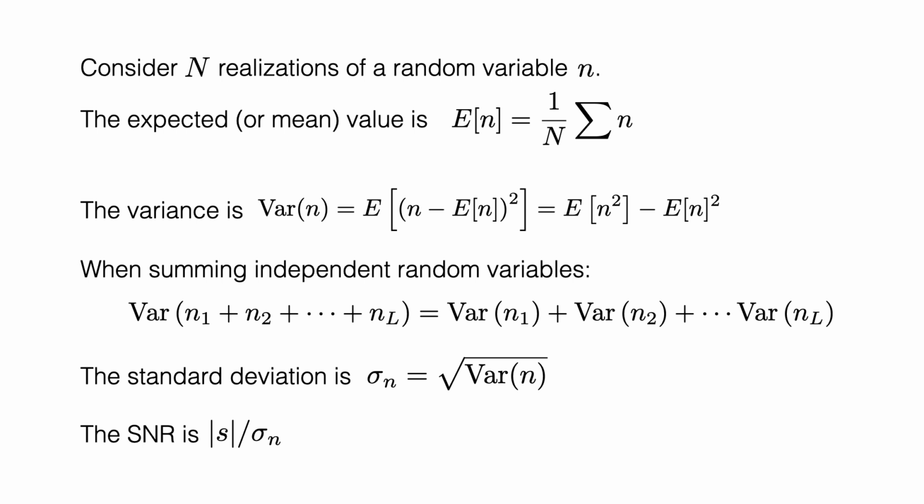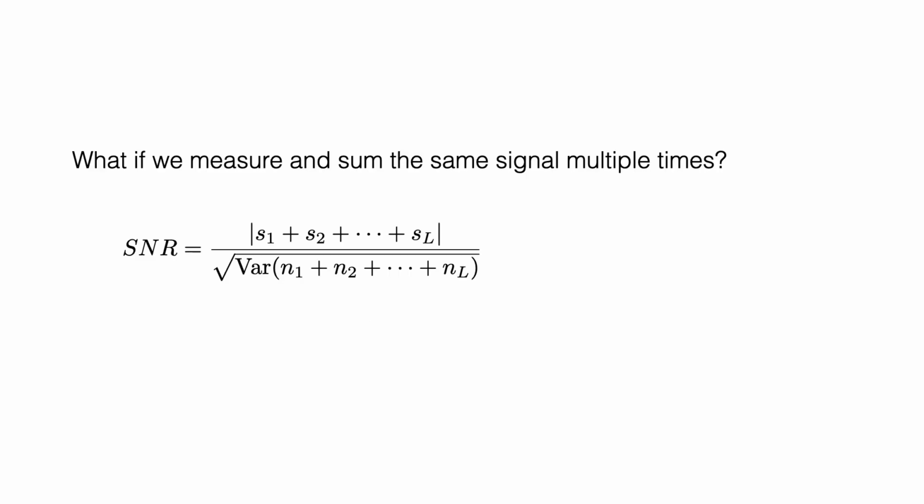Now we're going to ask, how does the signal-to-noise ratio change when we change certain clinical parameters of the MRI machine? For example, what if we measure and sum the same signal multiple times? Then the signal-to-noise ratio again is the magnitude of the signal divided by the standard deviation of the noise. In this case, the signal is going to be the sum of L different measurements, S1 plus S2 plus ... plus SL. And similarly, the variance will be the variance of the sum of the noise elements n1, n2 up to nL.